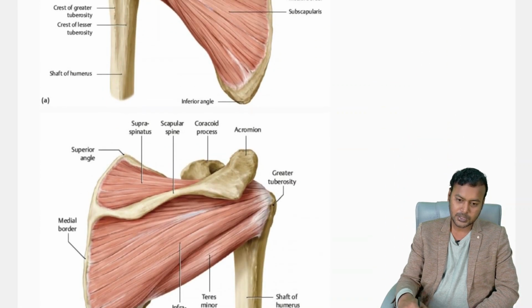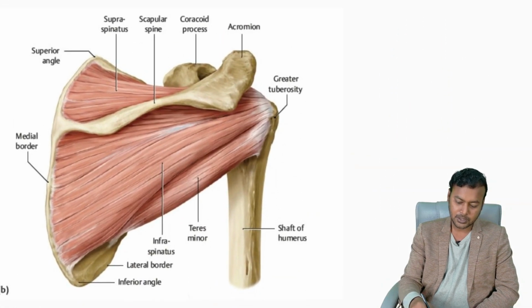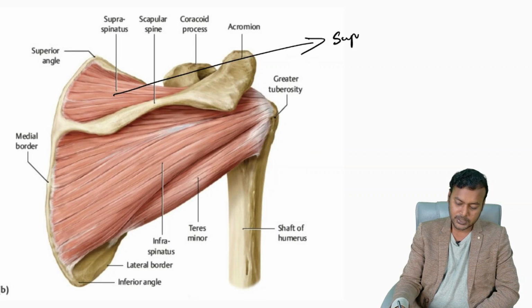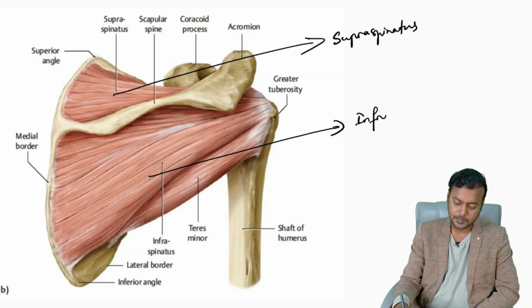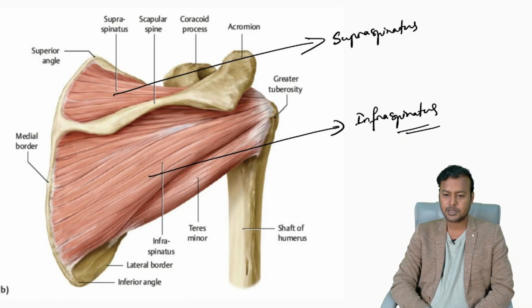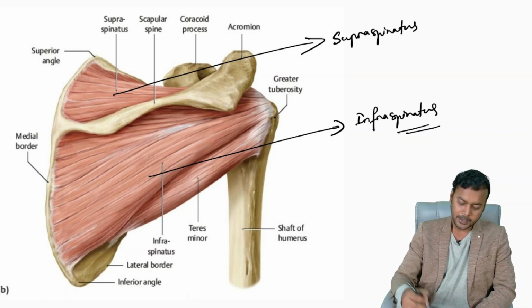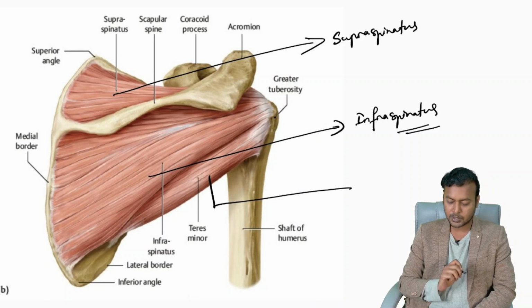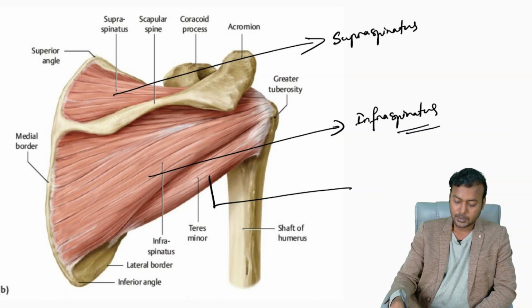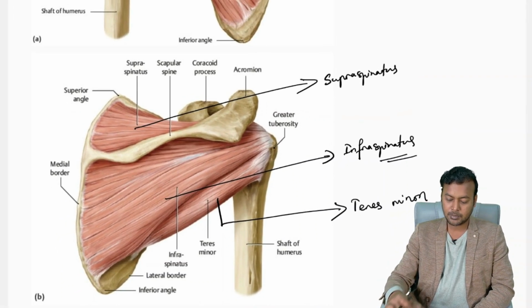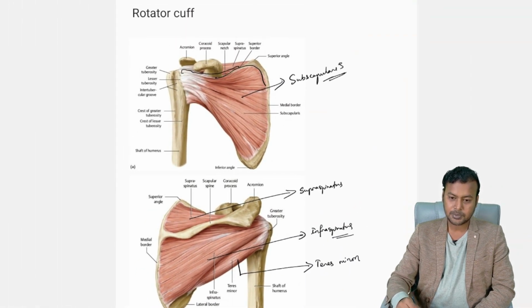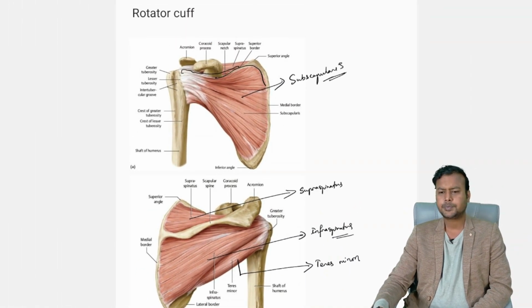Now, as you look at the dorsal aspect of the scapula, here you can see the two muscles, supraspinatus and infraspinatus. These two muscles arise from the supraspinous and the infraspinous fossa on the dorsum of the scapula. And the third muscle, this one which you can see, arises from the lateral border of the scapula. It is known as the teres minor. Now, these three muscles from the dorsal aspect and the subscapularis from the ventral aspect.